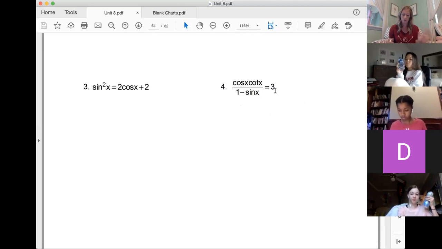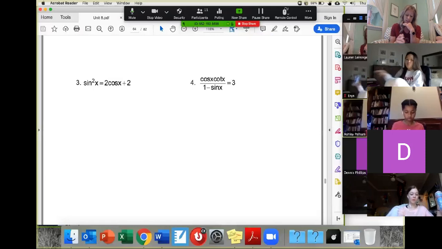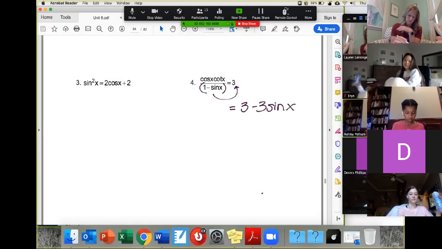So I was talking to Erin about this one yesterday: if you have fractions in solving, one of my first things to do is to get rid of the fractions. So my first thing that I did here was to take the 1 minus sine and multiply it over to the right-hand side. So I will distribute the 3 to that. You really can't solve well when there's fractions in there. So my first thing is to get rid of those.